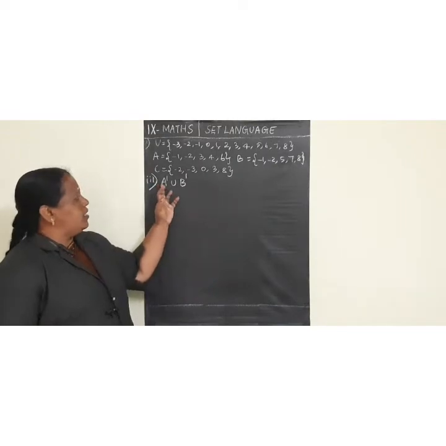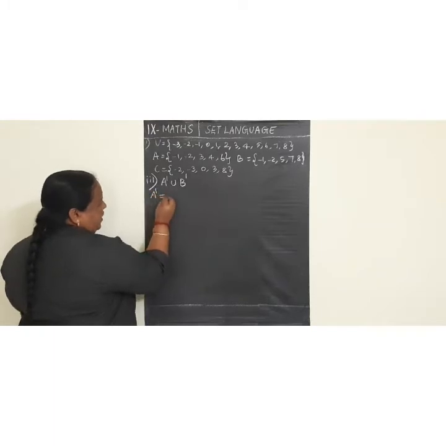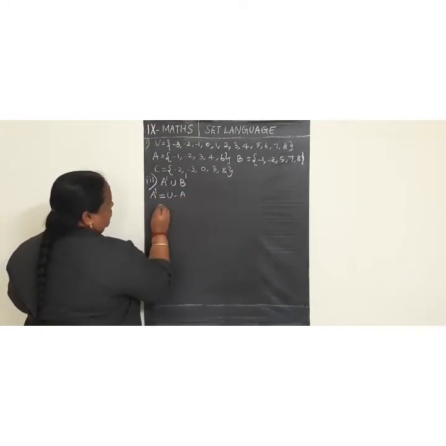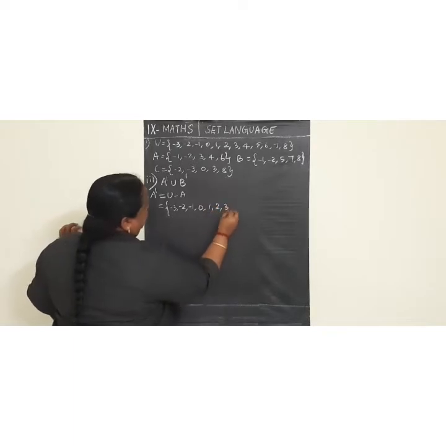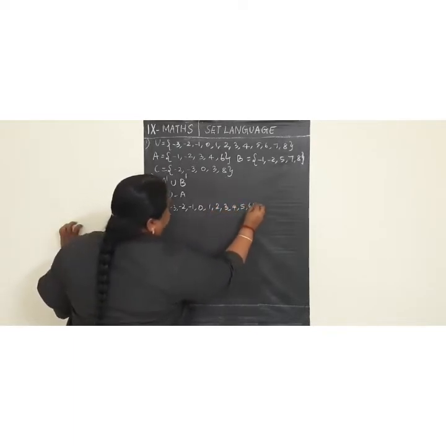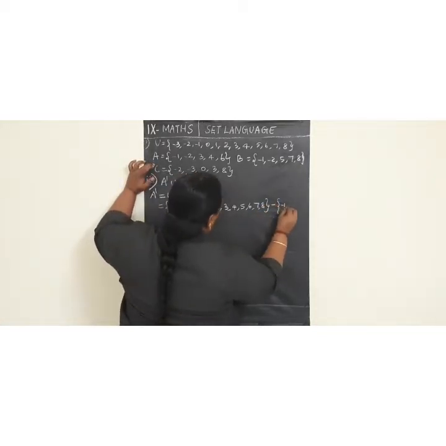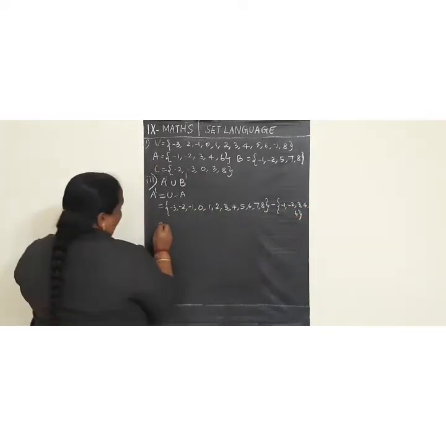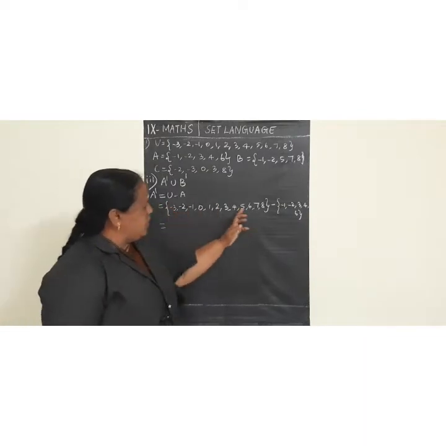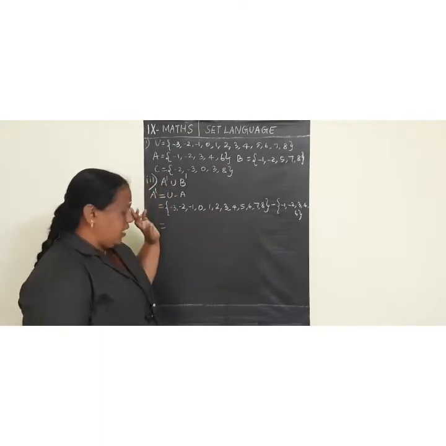And next subdivision is A dash union B dash. So for this one, first we have to find A dash. A dash is equal to U minus A. U means universal set: minus 3, minus 2, minus 1, 0, 1, 2, 3, 4, 5, 6, 7, 8, minus A. The set A is minus 1, minus 2, 3, 4, 6. So U minus A means what are all the elements in the universal set U which are not in A, we have to write it as A dash.